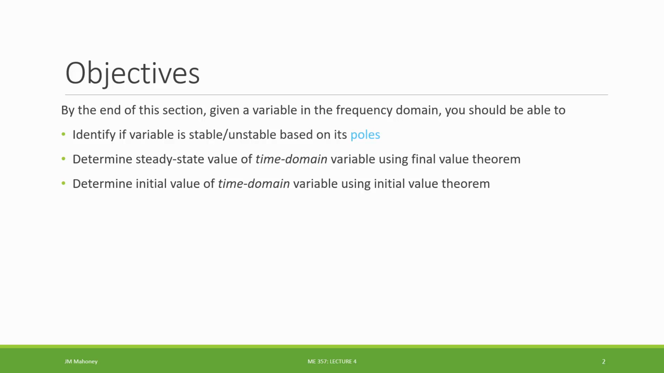By the end of this section, given a variable in the frequency domain, you should be able to identify if that variable is stable or unstable based on the poles in the frequency domain. You will be able to determine the steady state value of our variable in the time domain using the final value theorem, and you will be able to determine the initial value of our variable in the time domain using the initial value theorem.